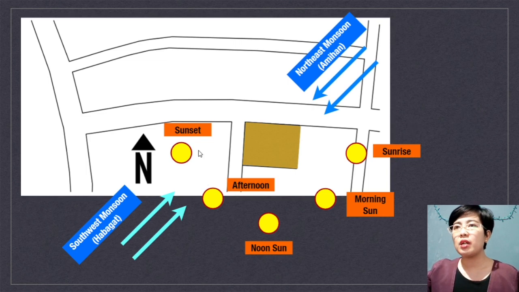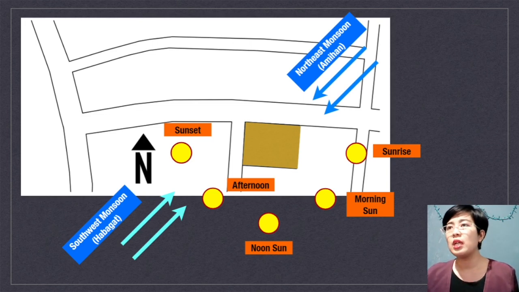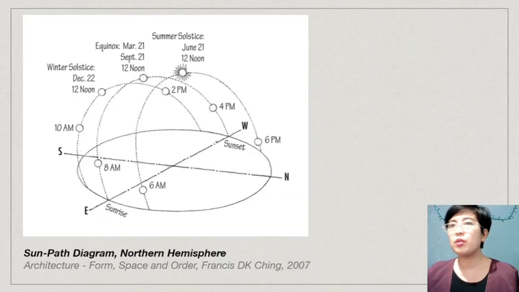But as we look at it, when we analyze the site, it's not two-dimensional, it's three-dimensional. So I'm going to show you this sun path diagram, which is three-dimensional, starting as you can notice here, the north, south, east, and west.